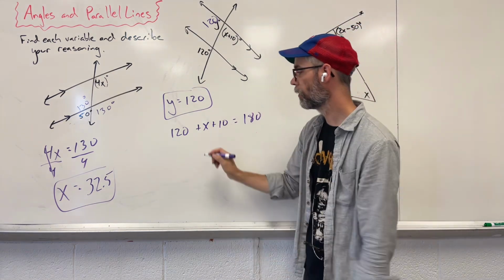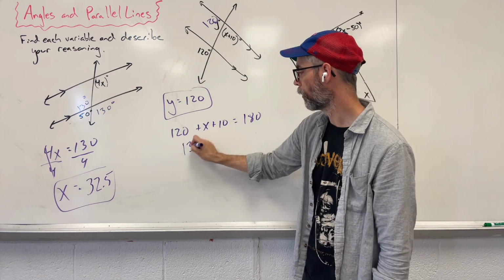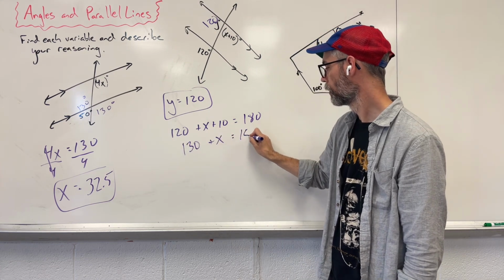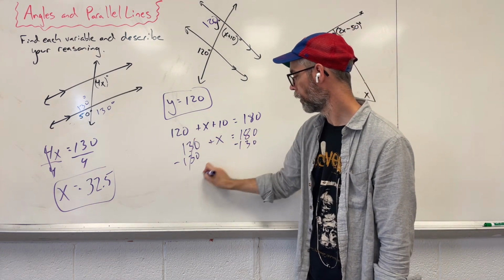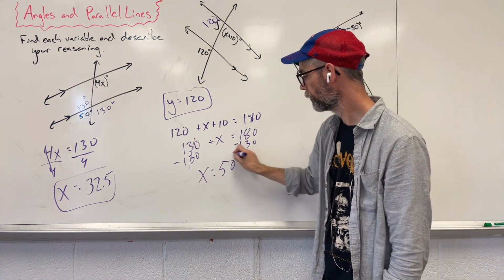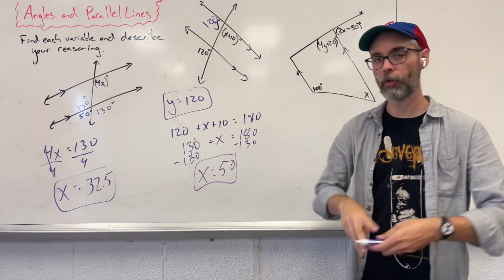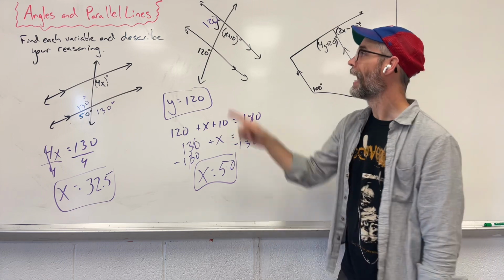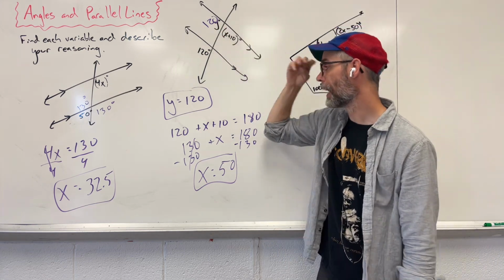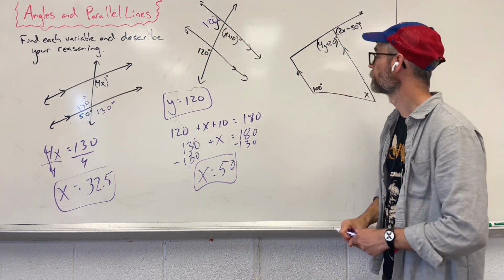Let's put things together and then move. 120 and 10 gives us 130. And then let's move that 130. We are left with x equals 50. So how did we get there for this whole problem? First, we said to get y, corresponding, and then to get x, we had supplementary angles.